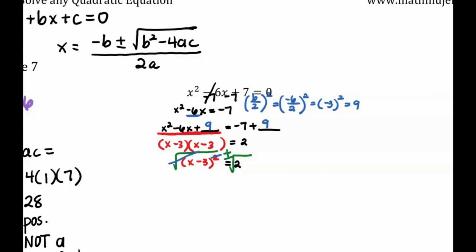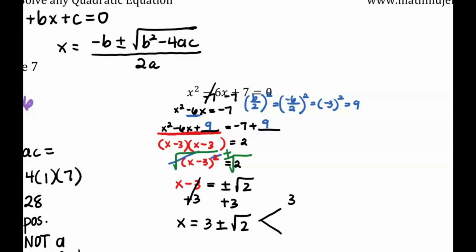Square rooting gets rid of the squared on the x minus 3 and just leaves us with x minus 3 is equal to plus or minus root 2. There's the plus or minus that I needed. Remember, we're trying to solve for x. Let's get x by itself by adding 3 to both sides. To get that x is equal to 3 plus or minus root 2, which are the same solutions that we got before when we used the quadratic formula.